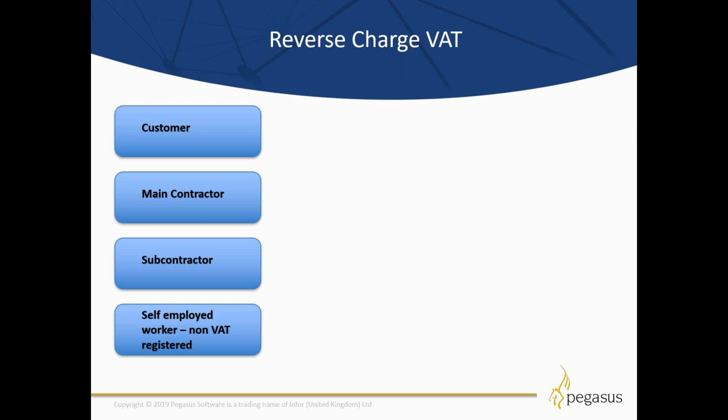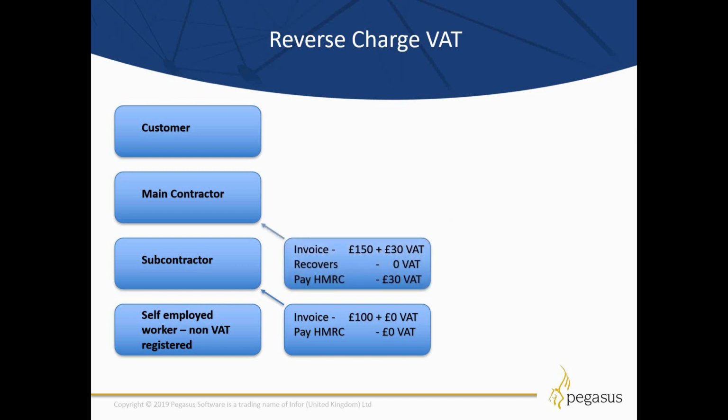At the bottom of the tree structure, there may be a non-VAT registered self-employed worker such as a bricklayer. Under the normal VAT regime, the self-employed worker would send an invoice to the subcontractor for the work done in that period. That would be VAT-free because they're not VAT registered, and the subcontractor would pay that invoice without any VAT. The subcontractor does some additional work. At the end of that period, they would then send an invoice to the main contractor for the work done. This time, the subcontractor is a larger VAT registered business, so that invoice would include VAT.